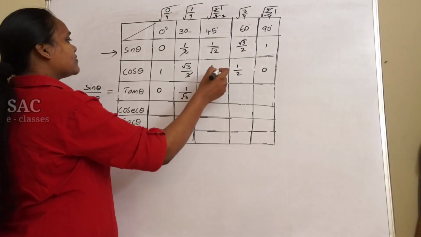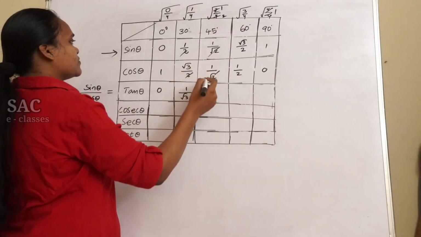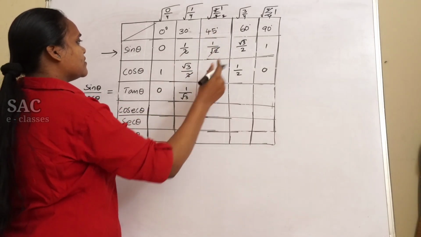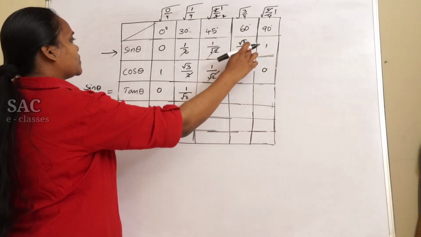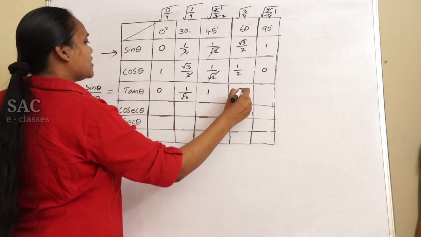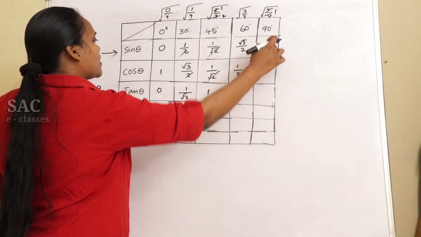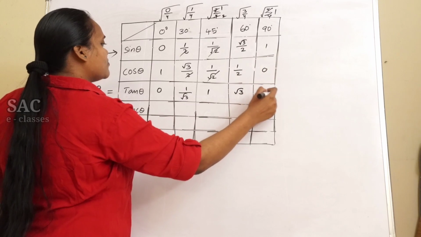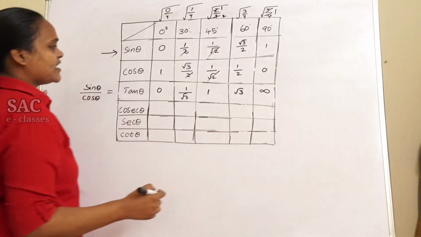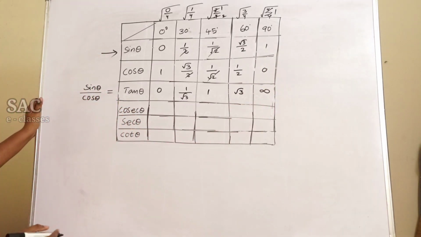Next, sine and cos: root 2 cancels, then 1. Next, the 2s cancel, it is root 3 by 1, nothing but root 3. Then 1 by 0, something by 0, is always undefined. So we got the undefined value.